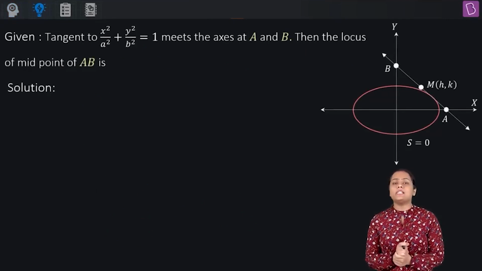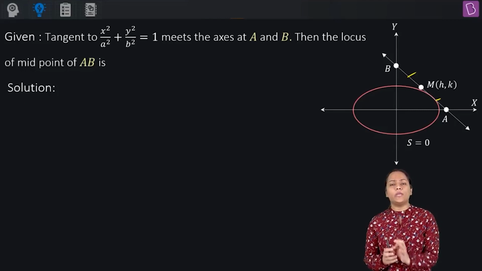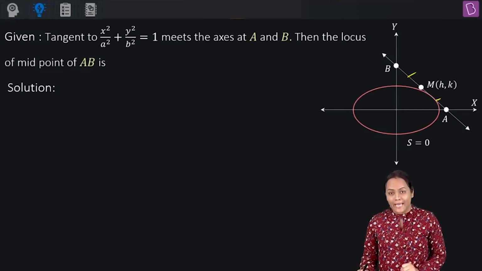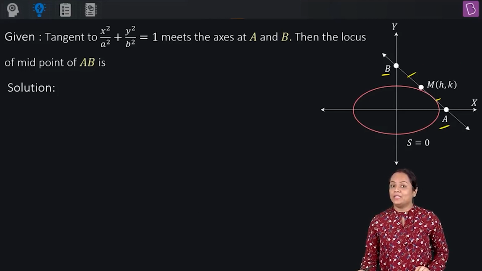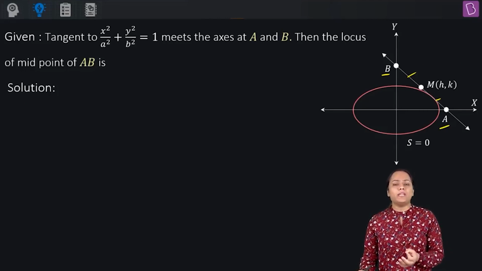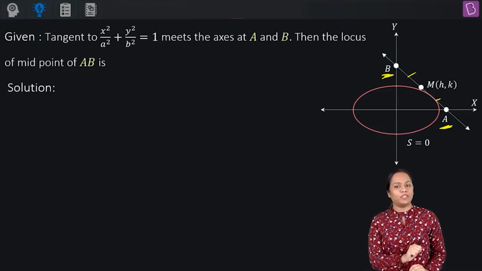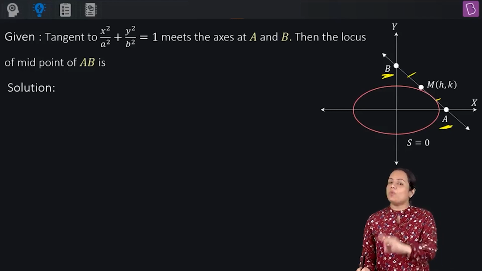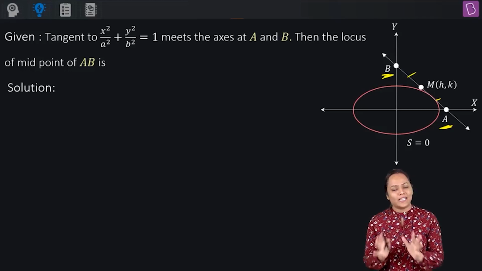Well, we have already seen the figure. M is the midpoint of A and B. If I have to get the coordinates of point M, definitely I have to get the coordinates of point A and B, right? And what is A and B? Well, A is the x-intercept of the tangent and B is the y-intercept of the tangent. And to get the x and y-intercept, guys, obviously I have to write the equation of the tangent first, isn't it?